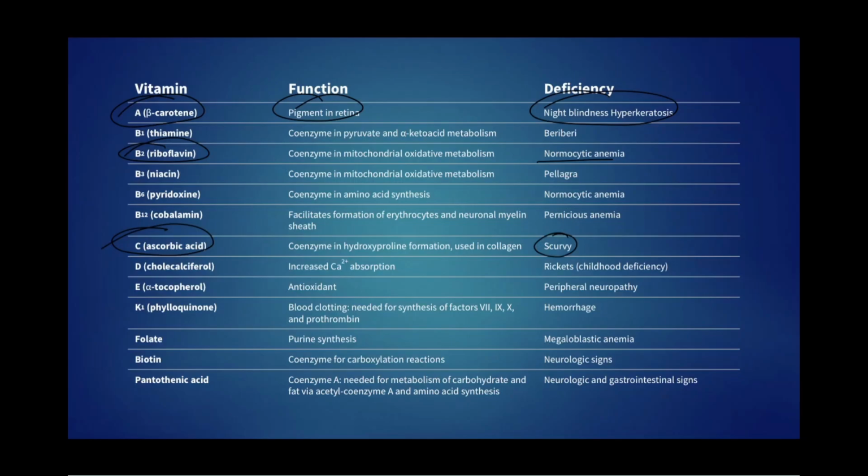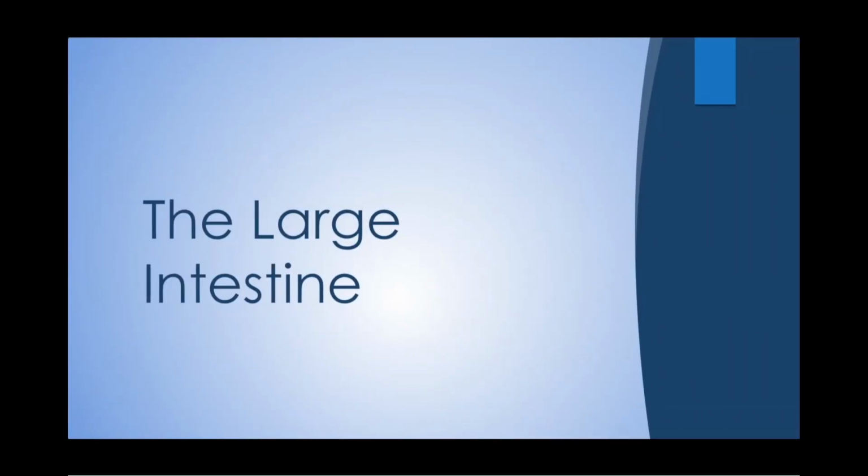So you don't have to memorize this one, just showing you, yes, we have to have vitamins, we have to be able to absorb them and use them. That's it on the small intestine. Any questions on that? We need sodium to absorb all the nutrients.